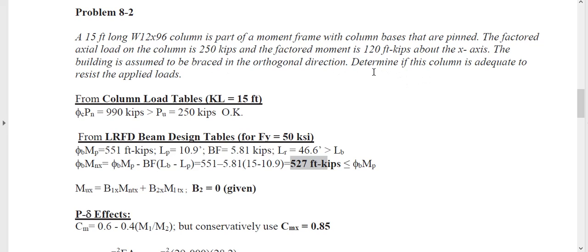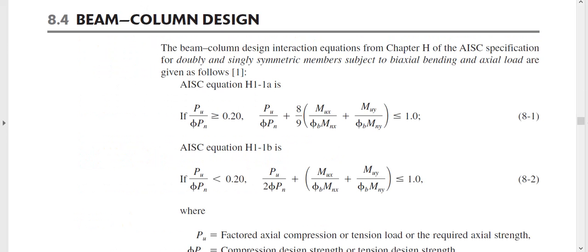So the new thing in this example is there is no moment about the y-axis. It is a moment frame and braced, and as it is braced, we will assume a braced condition. Okay, if I go back to the design equation, this is our design equation. We should find all the parameters. Pu is given as 250, Mux is given, Muy is 0, so that portion is 0. Now which equation, this one or this one, we do not know. We have to find this ratio.